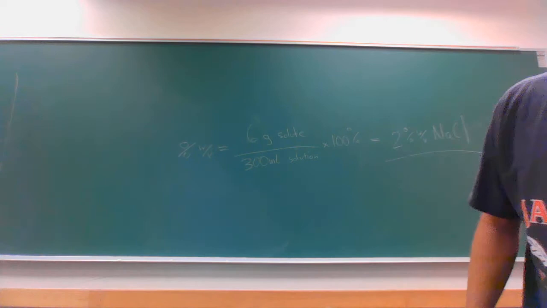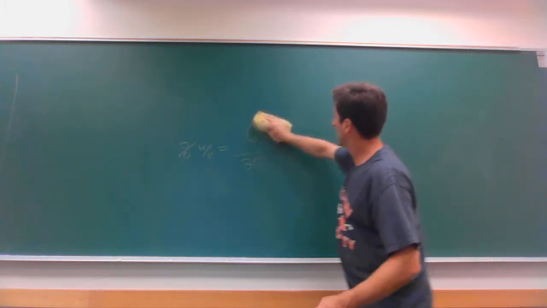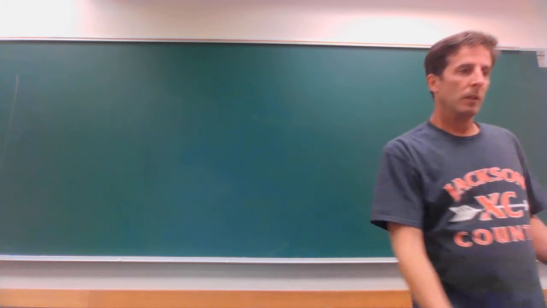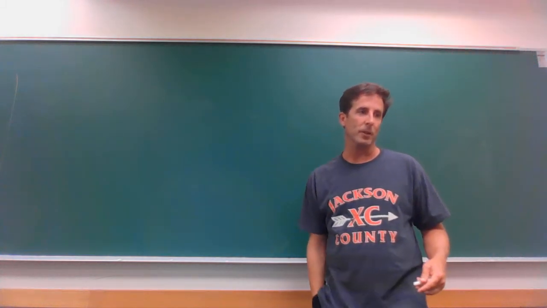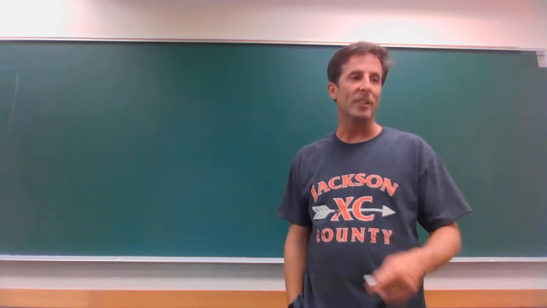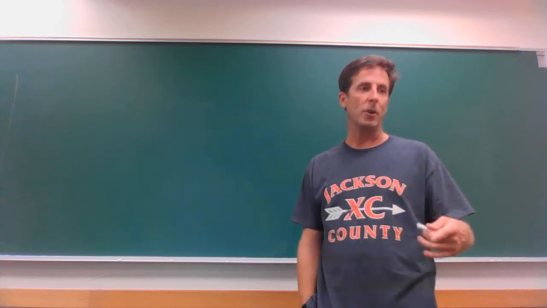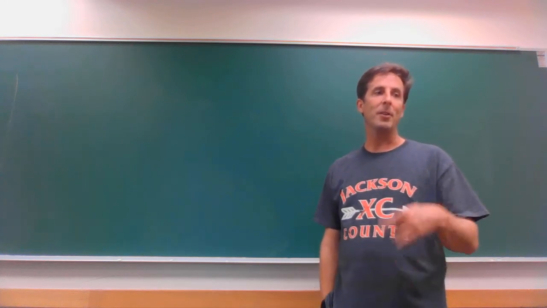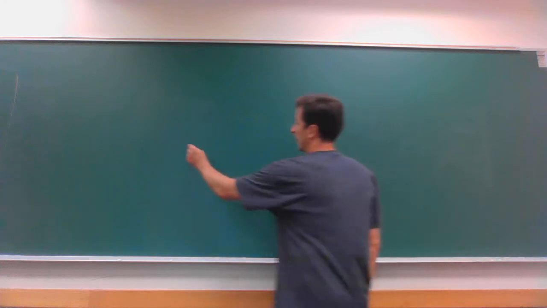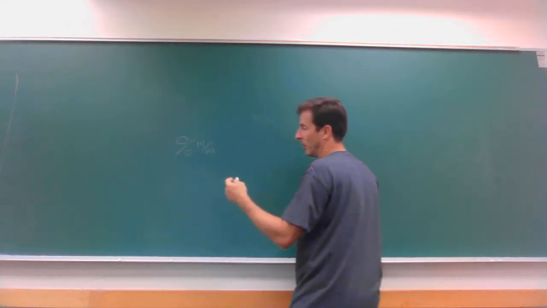Then we get to the third problem. .500 milliliter solution contains 25 grams. Actually, I don't want to do that one. Let's do the second one instead. A solution is prepared by mixing 15 grams of sodium carbonate and 235 grams of water. Calculate the mass percent. So percent mass to mass, or percent weight to weight.